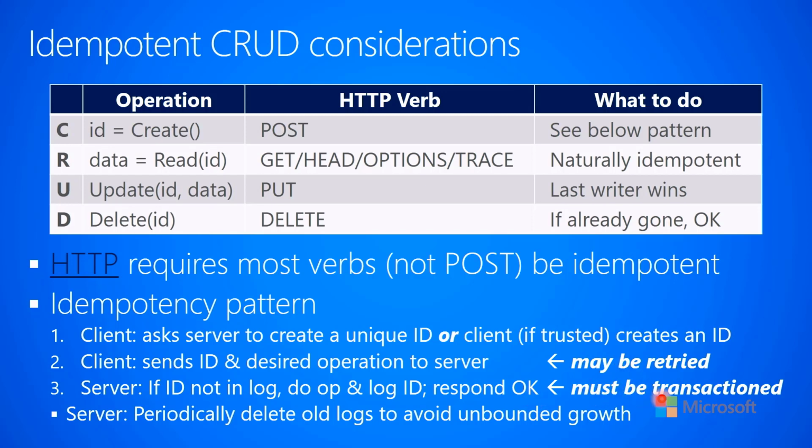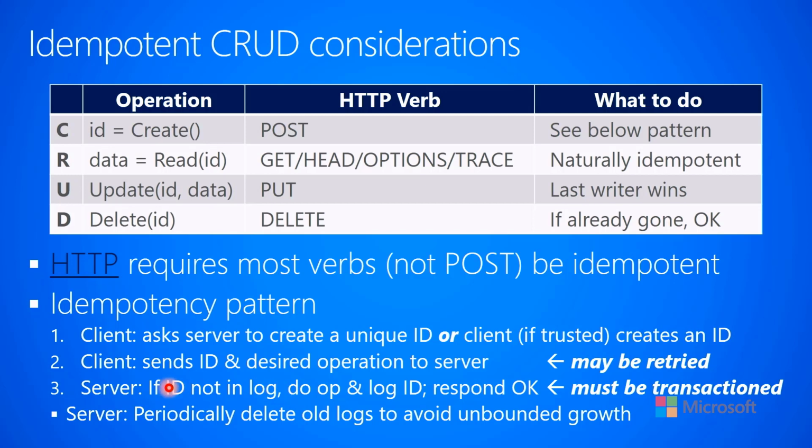You'll notice I have a note here on the right that says must be transacted. This is very important to understand. Looking up the ID in the log, doing the operation, and logging the ID has to be done as an atomic ACID transaction. If it is not done that way, then you could look up the ID in the log and start doing the operation. While you're doing it, and before you've logged the ID, the client could retry. You look it up in the log and it's not there yet, and therefore you do the operation twice. That's not what you want. Now you've broken the idempotency of this operation. So you cannot do it that way. These 3 things have to be done in a transacted way.